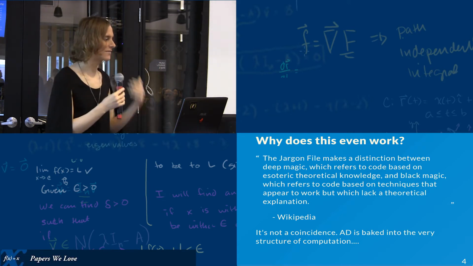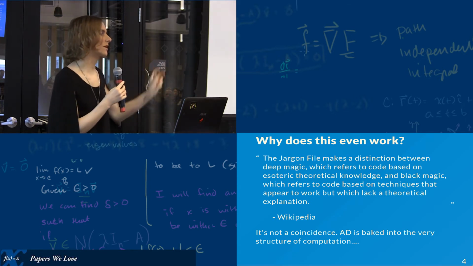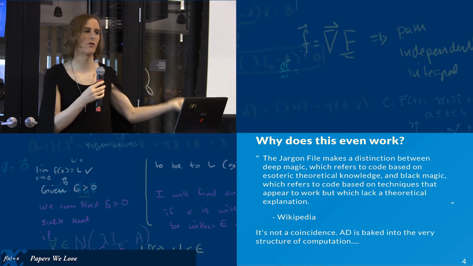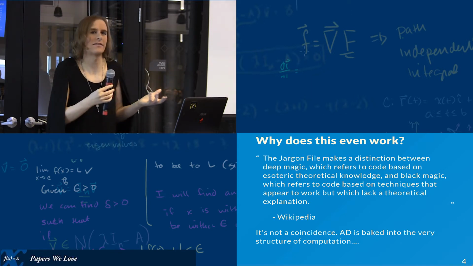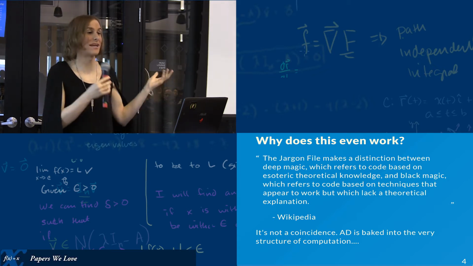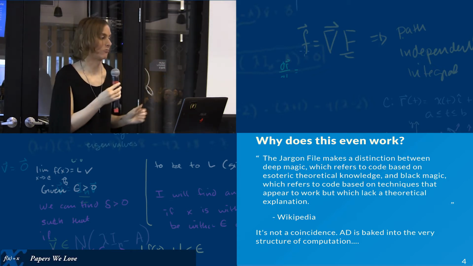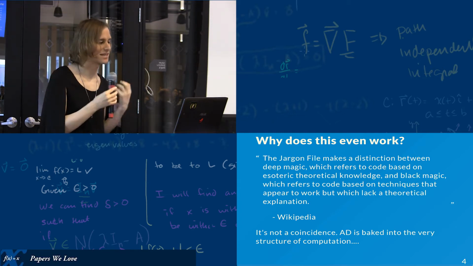And I think the differentiation that they draw is that deep magic is a trick that has a good explanation for how it works, right? And black magic is just sort of a hack that, you know, just works. You might use it without even understanding how it works. And to me that is kind of the definition of a hack. It's not really as elegant.